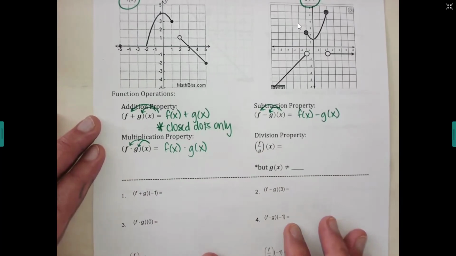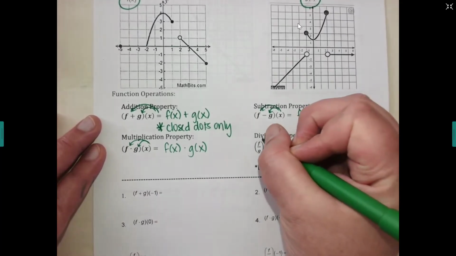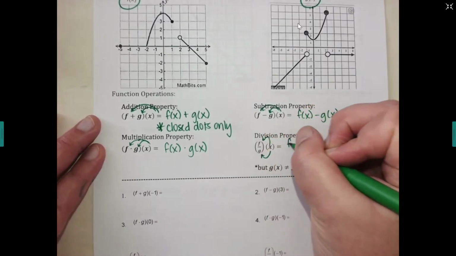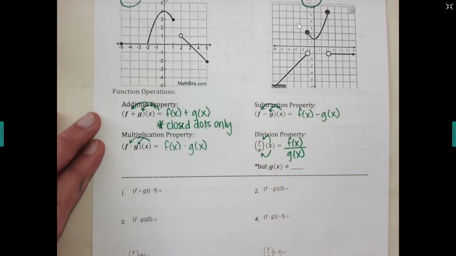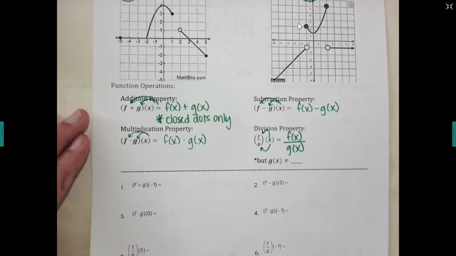Division, you guessed it, is the exact same thing. If your F is on top and your G is on bottom, then it'll be F of X over G of X. So essentially, you're just giving the X to both the F and the G.